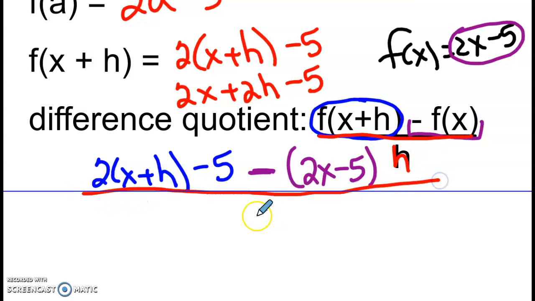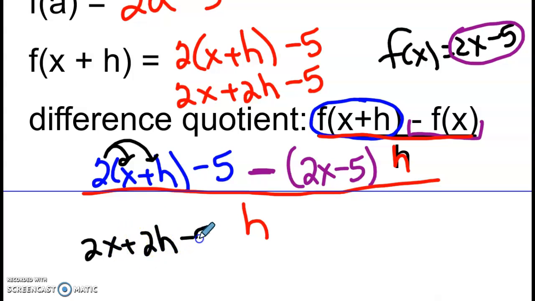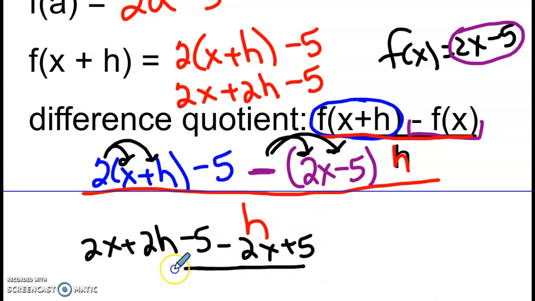Divide by h. Okay? So I have f of x plus h, that's the blue part, minus f of x, that's the purple part, divided by h. And then you just simplify, not reduce, simplify this. So I'm going to distribute my 2 through. Gives me 2x plus 2h minus 5. I'm going to distribute my negative through, minus 2x plus 5, and divide by h.